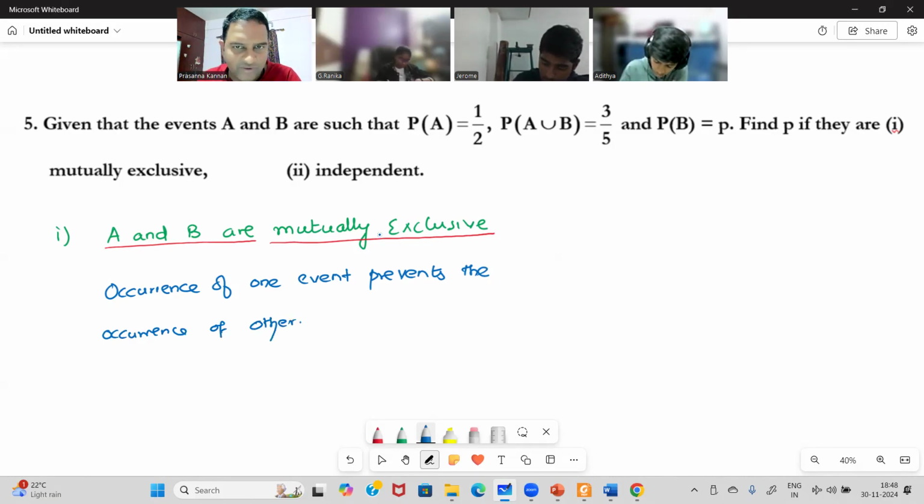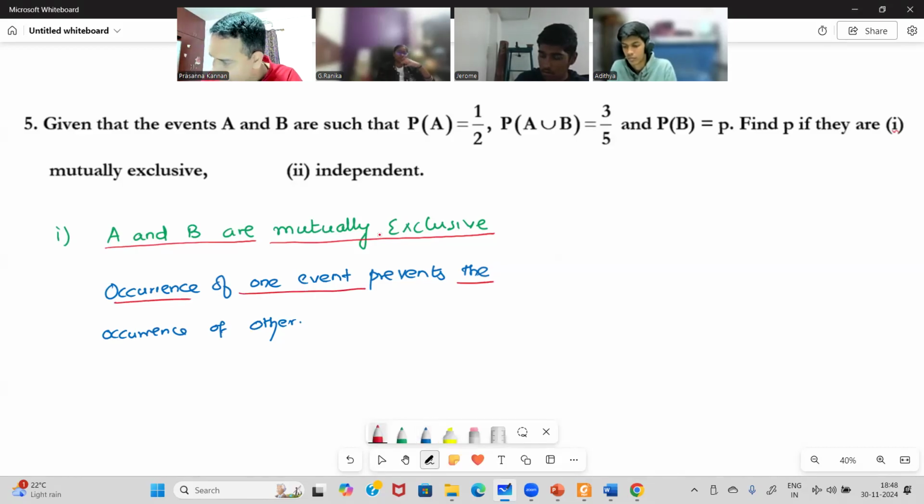Can you give me an example for two events which are mutually exclusive? Yes, Ranika? So, like you gave in a deck of cards, if the king is taken and without replacement, another queen is taken, sir. No, this is not about that. See, here both are possible, no? First you are taking a king, then you are taking a queen. Both are possible, right? Those are dependent, independent events. I'm asking about mutually exclusive. The occurrence of one event will prevent the occurrence of the other.